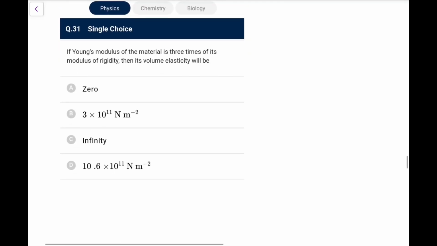Next, the Young's modulus of a material is 3 times its modulus of rigidity, then the volume elasticity will be.